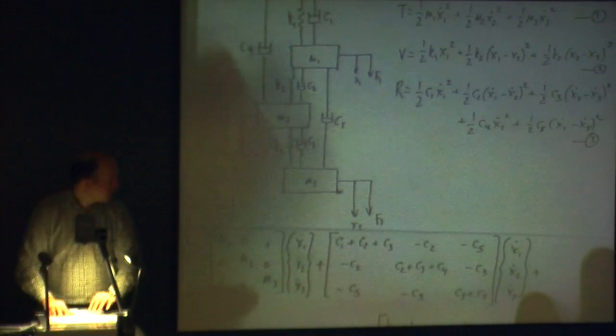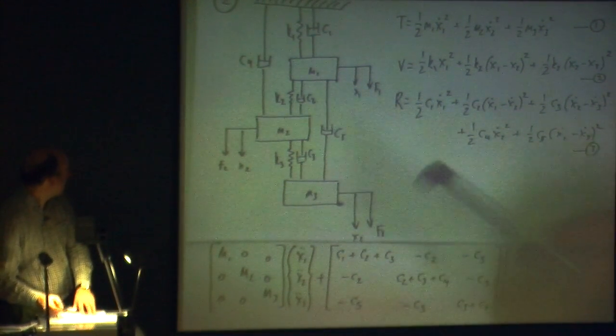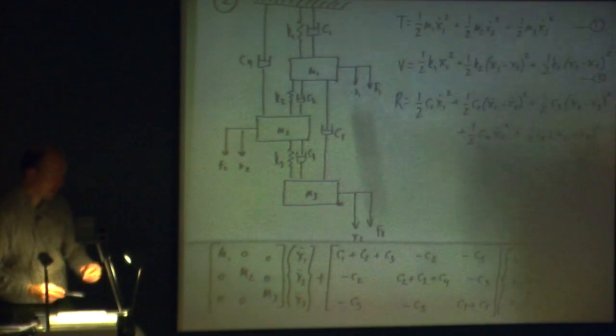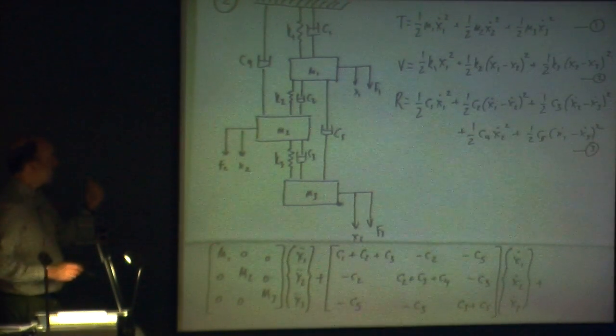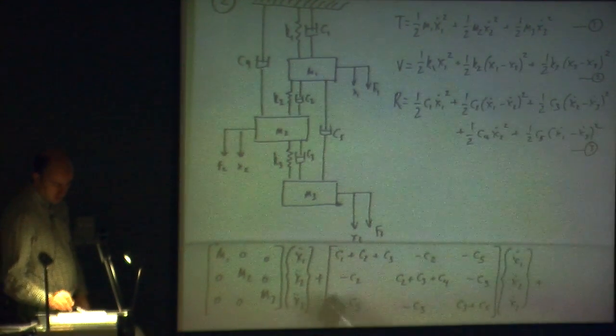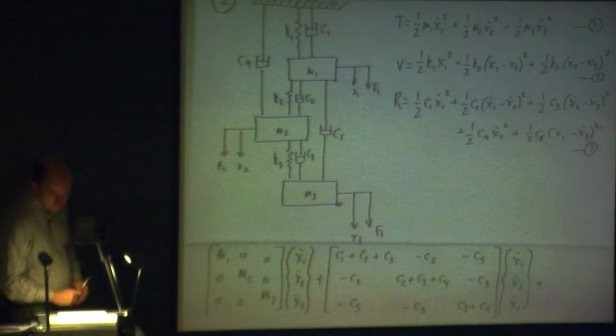My damping, well, if I take mass 1, it's the sum of the dampers connecting mass 1 to either ground or to another mass. So we've got C1, C2 and C5. C1 plus C2 plus C5.